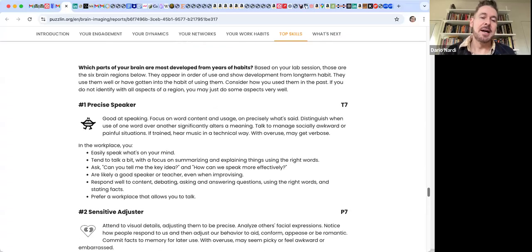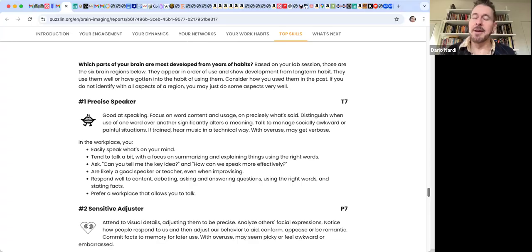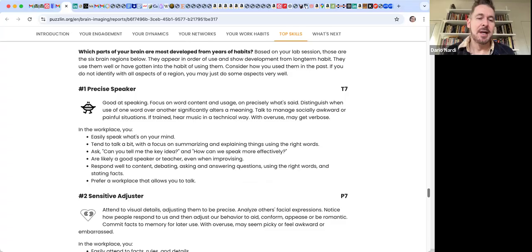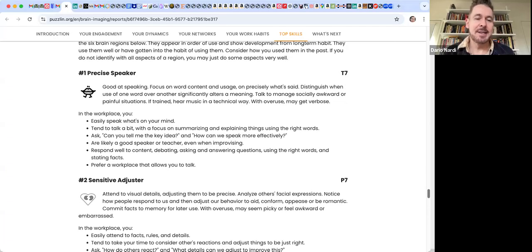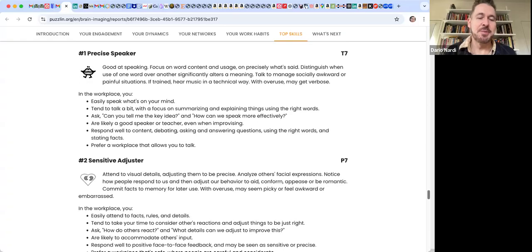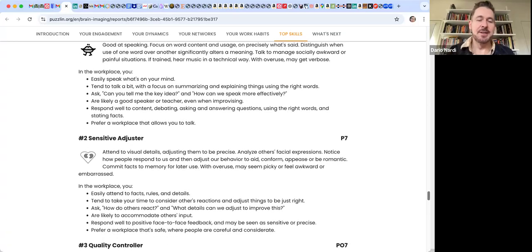Precise speaker, so having to do a lot of paying attention to word content, talking with people, speaking what's on your mind, asking, can you tell me the key idea and how can we speak more effectively? Those are all sort of typical questions people may ask that represent using this part of our brain.